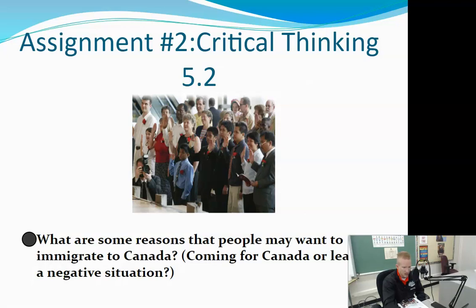Coming to Canada, or leaving a negative situation. So what are some pull factors that Canada has, and what might possibly be some push factors that would force people to want to leave their country? Not refugees. So it's not necessarily war per se. You could put that if you want, but other reasons that might push them out of their country.